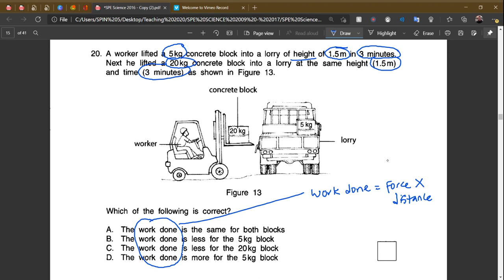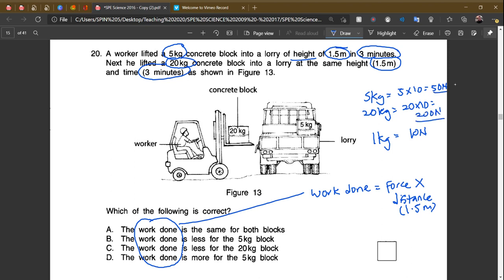Now, there are two objects. One is 5 kilogram and the other one is 20 kilogram, and the distance for both is the same, 1.5 meter. And on Earth, 1 kilogram is similar to 10 Newton as a result of gravity. So 5 kilogram will be 5 times 10, meaning 50 Newton, while the other one, 20 kilogram, will be 20 times 10, which becomes 200 Newton. You see where I'm going?